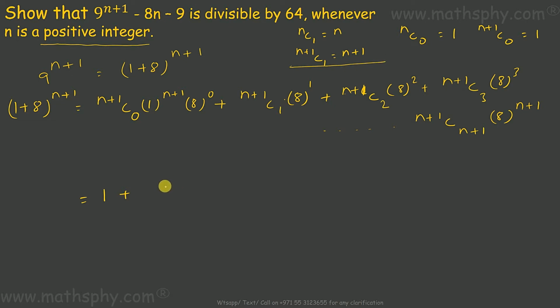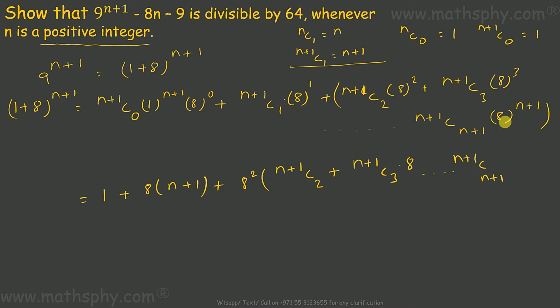You can try solving it. So this will be 8 into n plus 1 plus, if I take 8 square common here from this bunch, what I'm left with is n plus 1 c2 plus n plus 1 c3. This 8 cube will become 8 raised to 1, up to n plus 1 c n plus 1. This will be 8 raised to n plus 1 minus 2. Of course, this is 5 plus 1, 6. 8 raised to 6 will be 8 raised to 4, n plus 1 minus 2, because I'm taking 8 square as common. So this will be 1 plus 8n plus 8 plus 64.